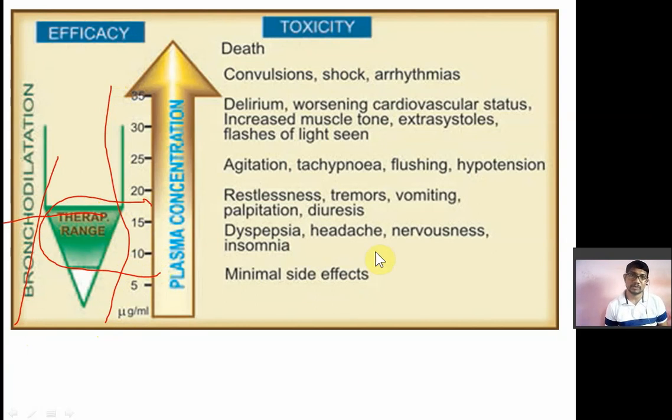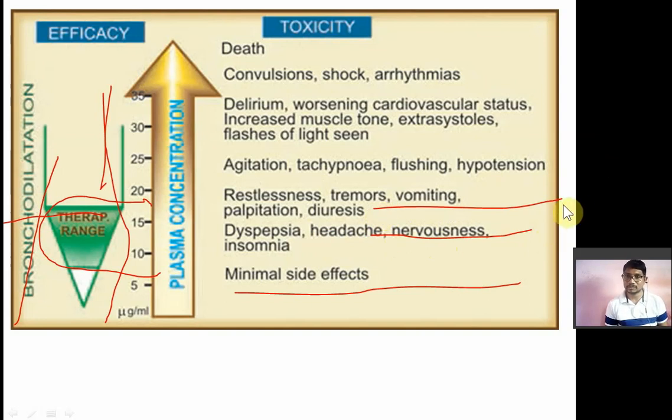Beyond this, what will happen? Adverse drug reactions. If it is within the therapeutic range, side effects are minimal. If the concentration goes above the therapeutic range, what happens? Dyspepsia, headache, nervousness, insomnia, restlessness, tremors, vomiting, palpitation, and diuresis. These adverse effects are already reported. Below the therapeutic range there is no adverse effect. Within the therapeutic range there are restlessness, tremors, vomiting, palpitation, diuresis, dyspepsia, headache.